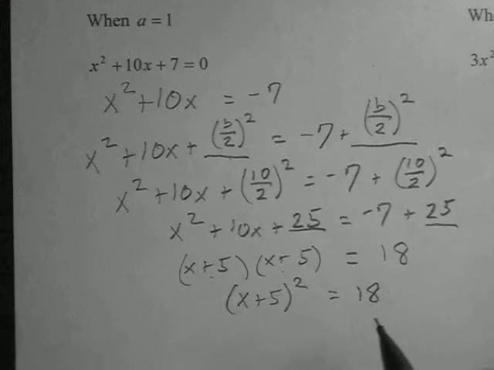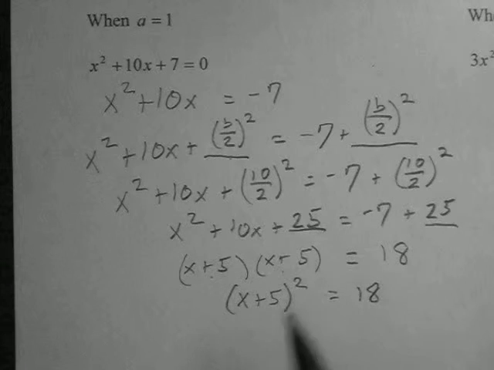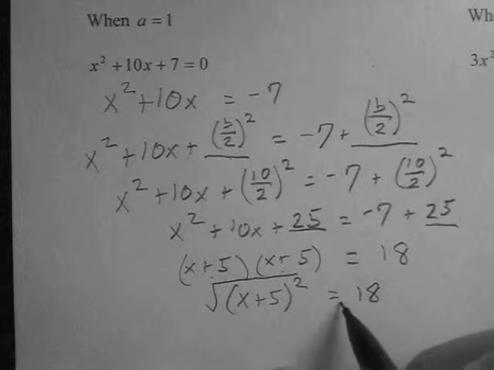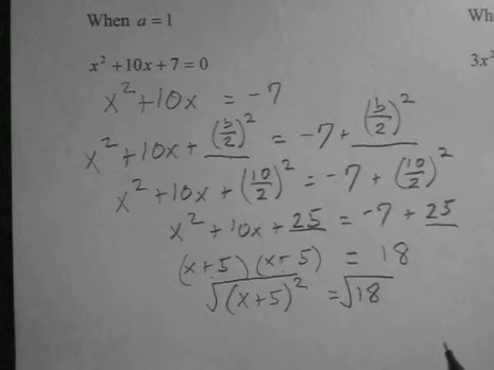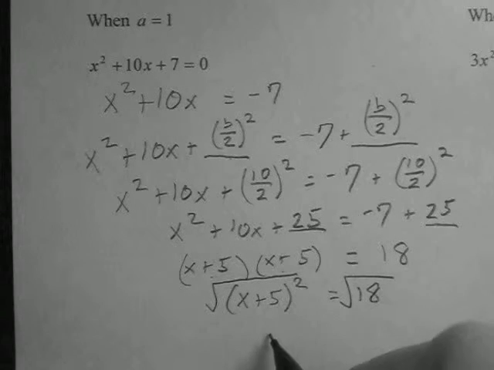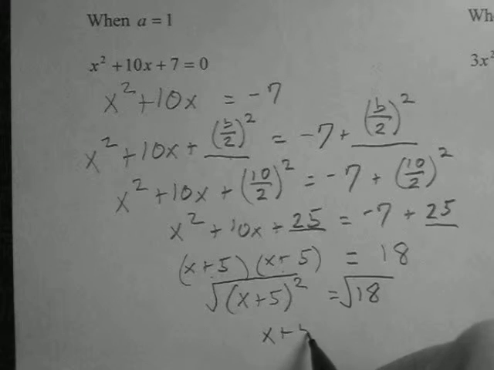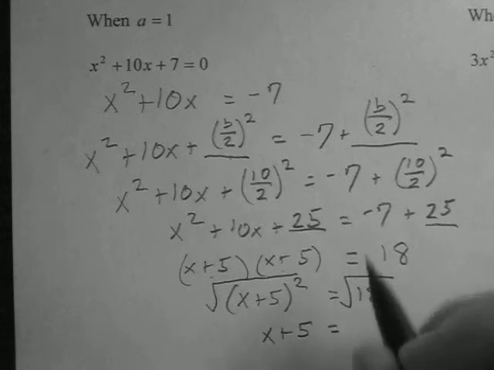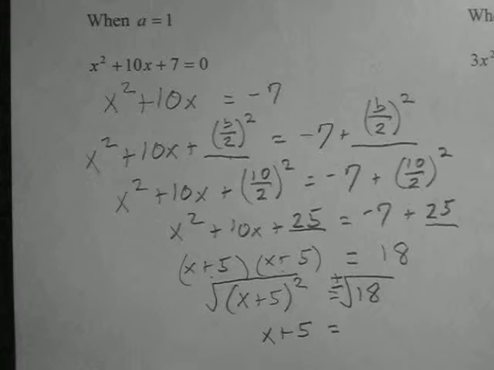And now that I have this, I'm going to use my square root method, and I'm going to take the square root of both sides. So I square root x plus 5 squared, square root of 18, and that just leaves me with x plus 5 equals, and the square root of 18, since we took the square root of it, it's going to be plus or minus.